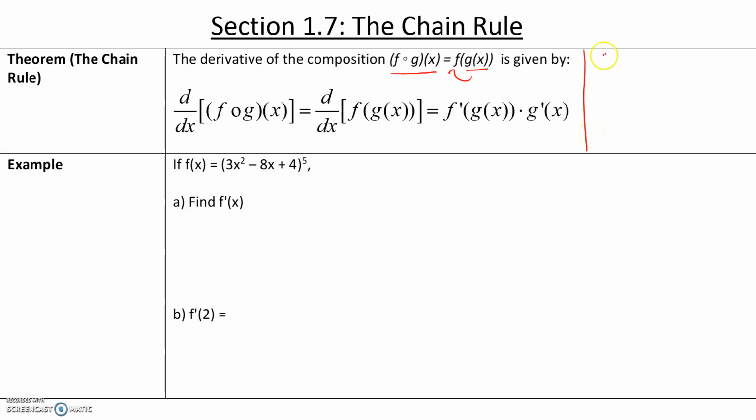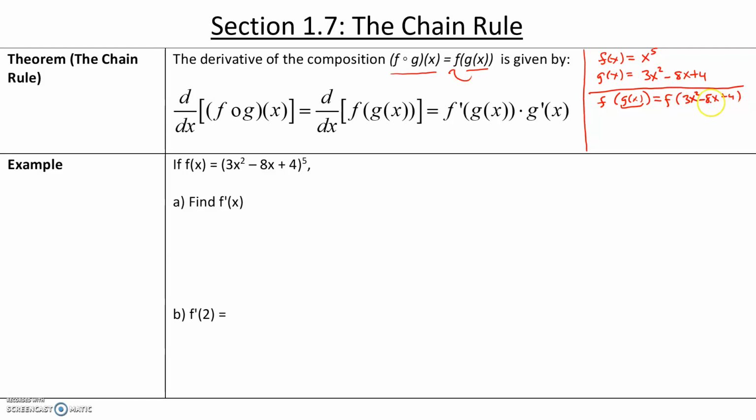Let's say that f of x is equal to x to the fifth, and let's say that g of x is equal to 3x squared minus 8x plus 4. So if we want to find f of g of x, we will replace g of x with what it equals to, 3x squared minus 8x plus 4. So we can write this as f of 3x squared minus 8x plus 4.